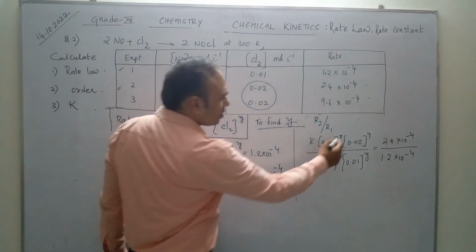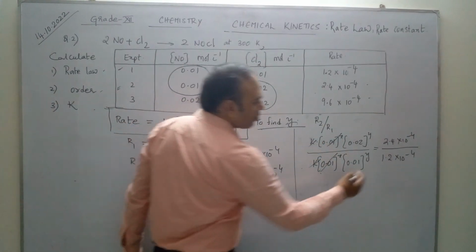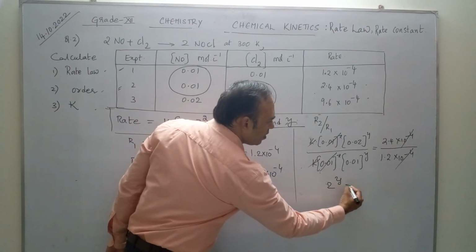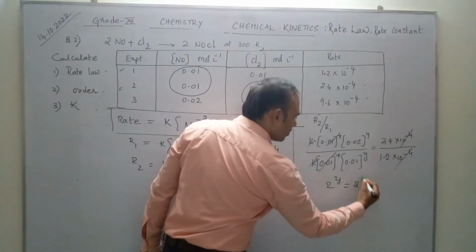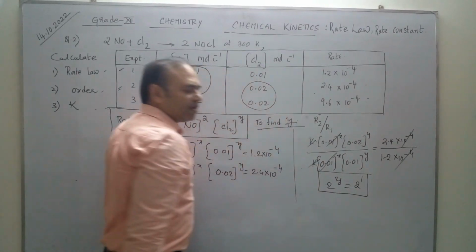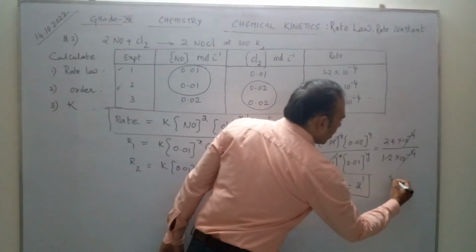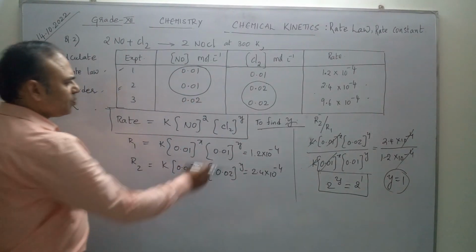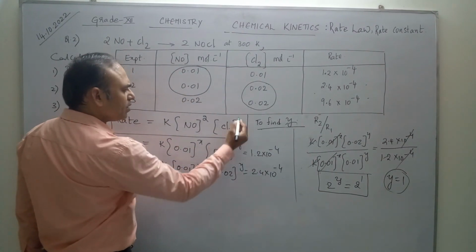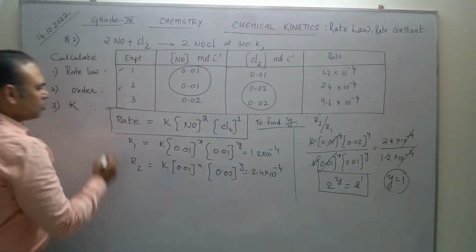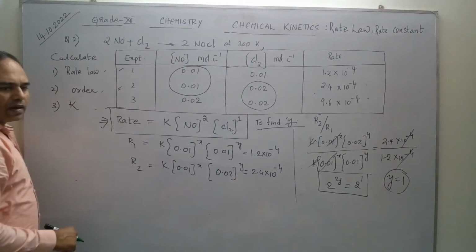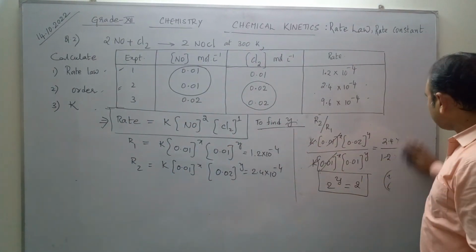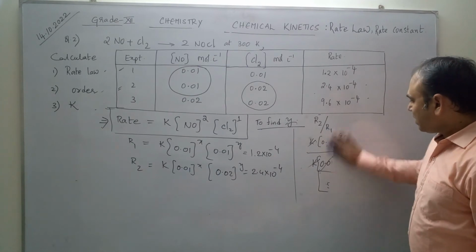Next, cancel similar values. Here 10 to the power minus 4. What we get? 2 to the power y is equal to 2. So very simple. We can identify that y is equal to 1. The order of reaction with respect to y, that is Cl2, is 1. So this will become your rate law. So hope you have understood this. So we have calculated x as well as y.